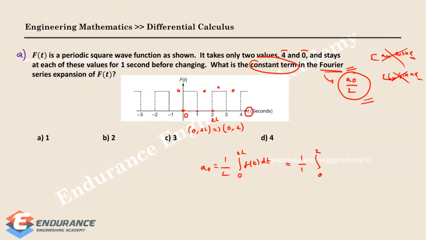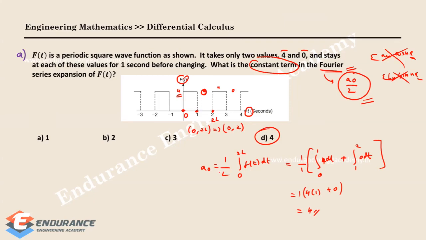When the t value is between 0 and 1, my f of t is 4. And when the t value varies from 1 to 2, my f of t is 0. I'll just integrate it, and you will get this 1. So the integration of this is 4 into 1, and this will become 0 anyways. So 4 into 1, which is 4. So our answer is 4. Am I right? Yes, sir.